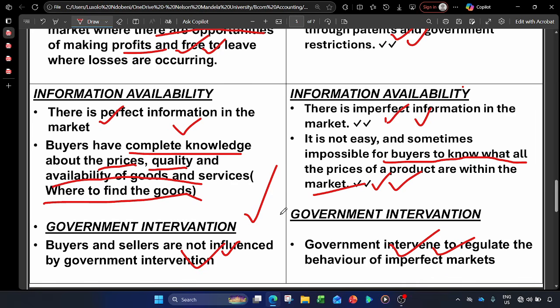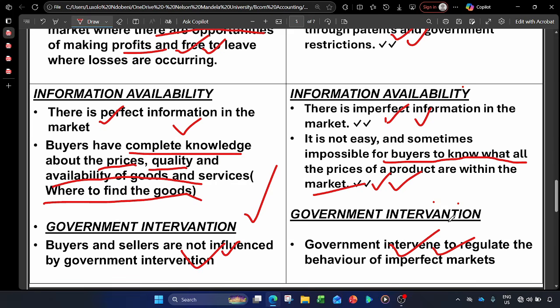But guys, I think everyone should understand this. It is possible for imperfect markets to have regulation from the government, because if they can do all of these things, influence the prices, and now the entry is restricted by the government, that means there is government intervention there.